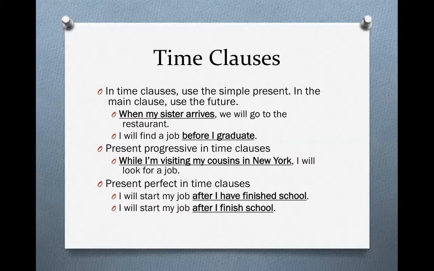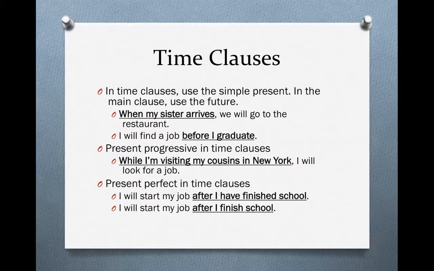In general, in English, when you're using a time clause, you use the simple present. In the main clause of the sentence, you use the future tense. Time clauses are dependent clauses in a sentence that indicate time. They have some sort of time word, like when, before, after, until, by the time, and all of these indicate time. Even though they're describing events that happen in the future, because of the time word, we don't need to use the future tense, so we simply use the simple present.